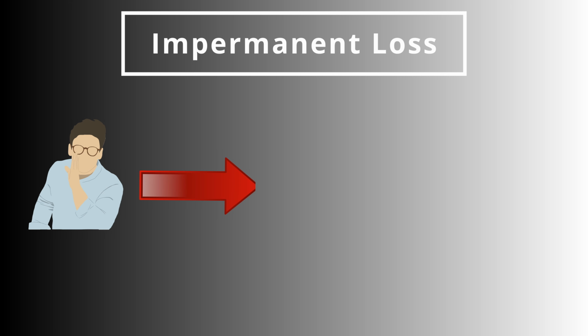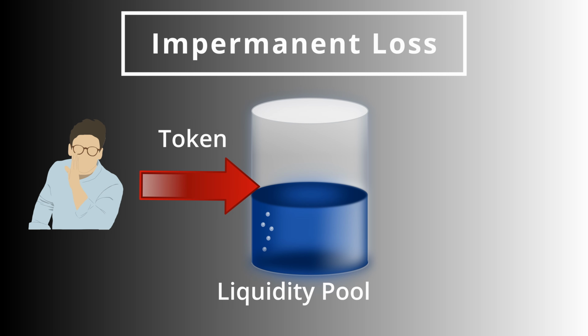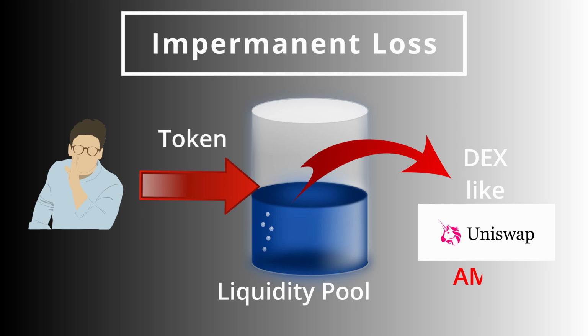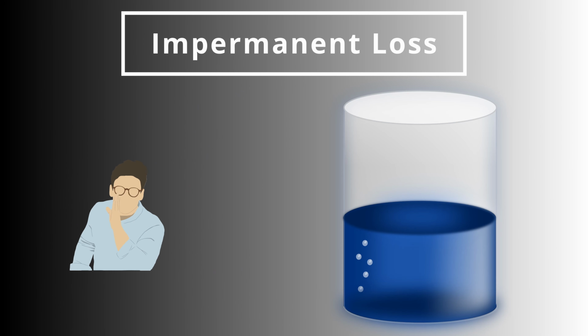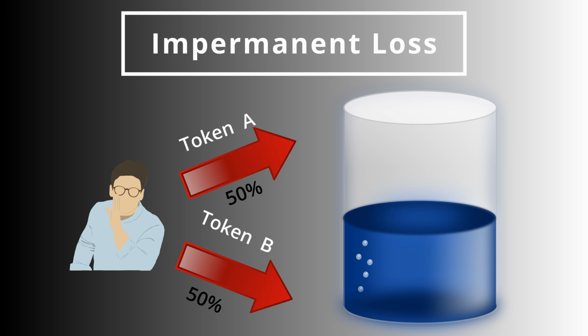Impermanent loss is a monetary loss that occurs as a consequence of providing liquidity in an automated market maker pool versus keeping the assets untouched in the wallet. We often observe this phenomenon making a large impact on liquidity pools where assets have to be provided at the same ratio, for example 50-50.